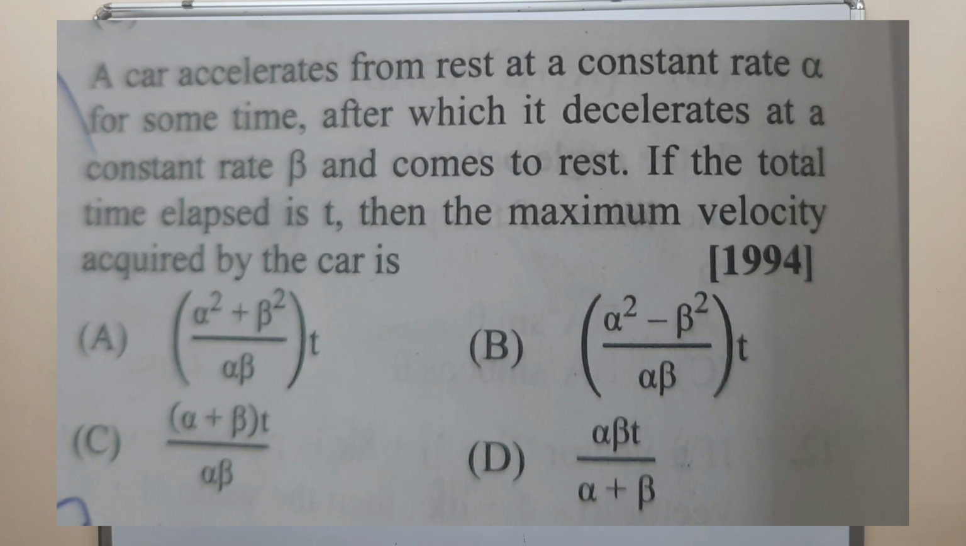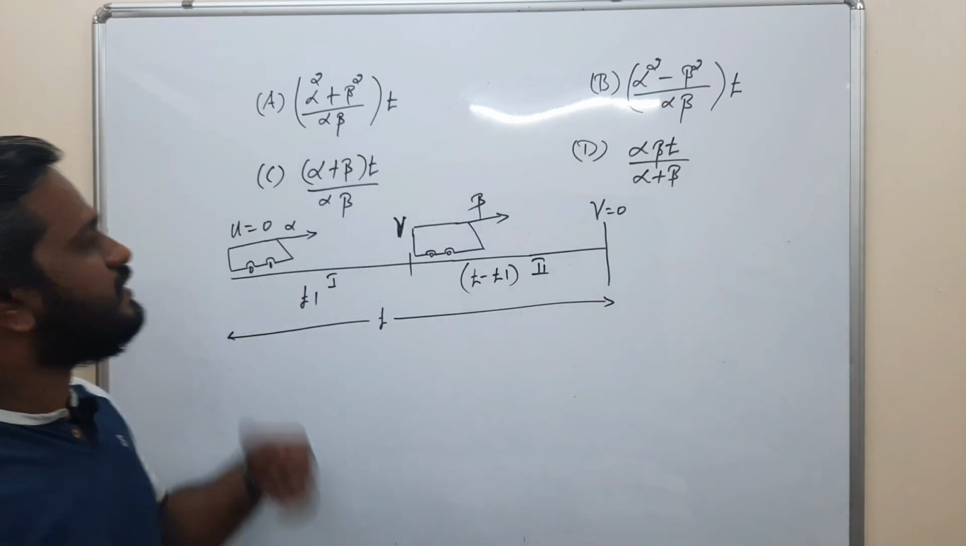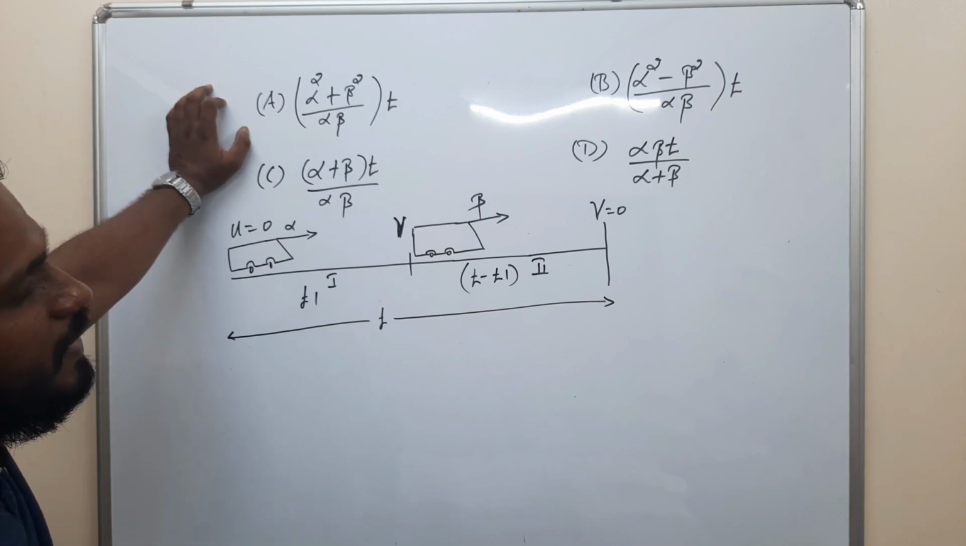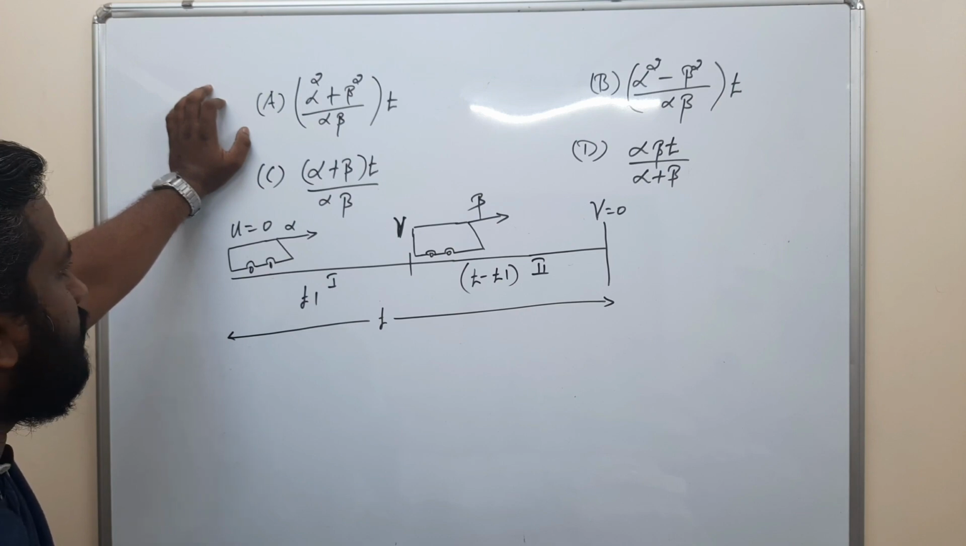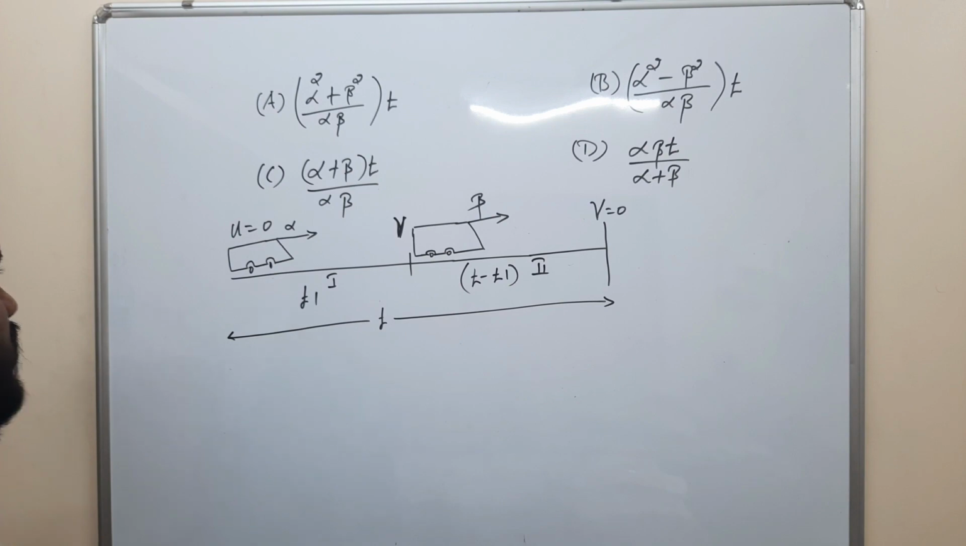So the next question: a car accelerates from rest at a constant rate alpha for some time, after which it decelerates at a constant rate beta and comes to rest. If the total time elapsed is t, then the maximum velocity acquired by the car is. These are the 4 options: A, alpha square plus beta square divided by alpha beta into t. B, alpha square minus beta square divided by alpha beta into t. Option C, alpha plus beta divided by alpha beta into t. Option D, alpha beta t divided by alpha plus beta.